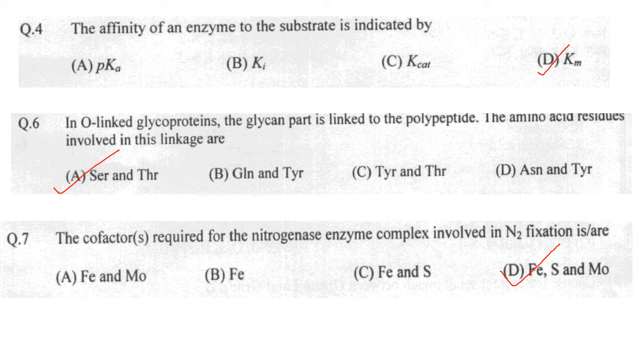Next one. The cofactors required for the nitrogenase enzyme complex involved in nitrogen fixation is or are: option A, iron and molybdenum; B, iron; C, iron; and D, iron, sulfur and molybdenum. Answer is option D, iron, sulfur and molybdenum.